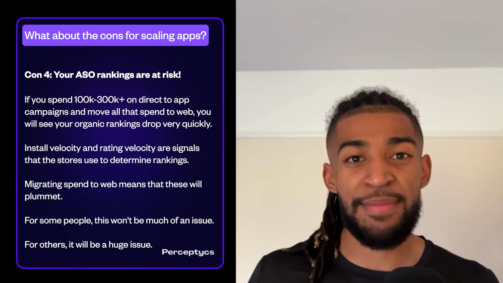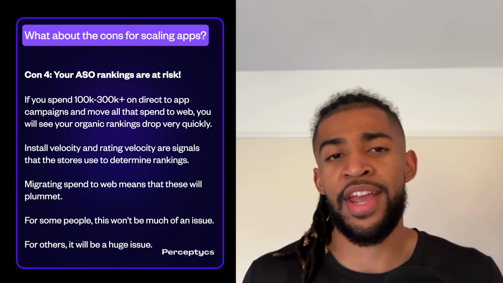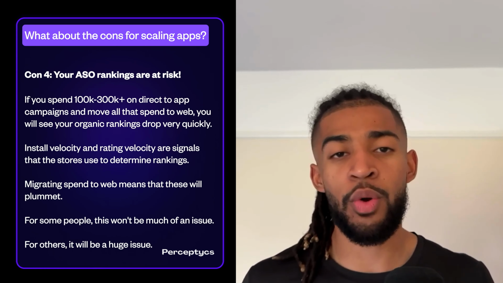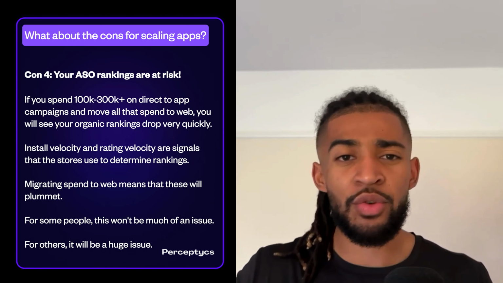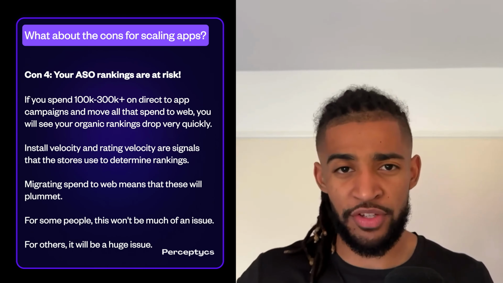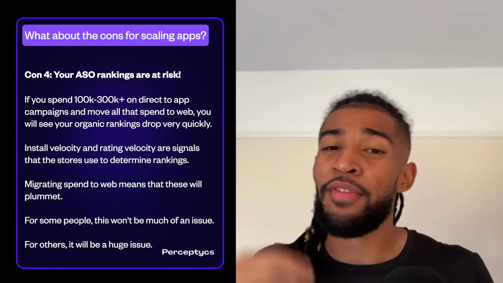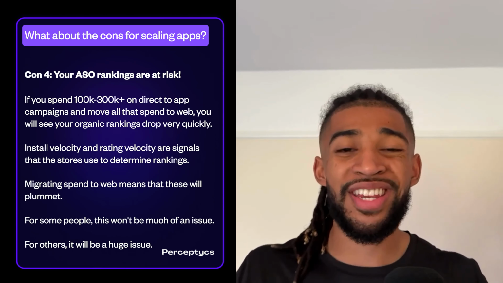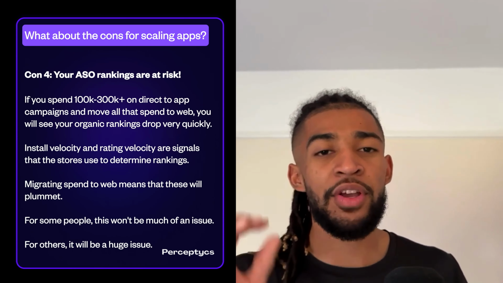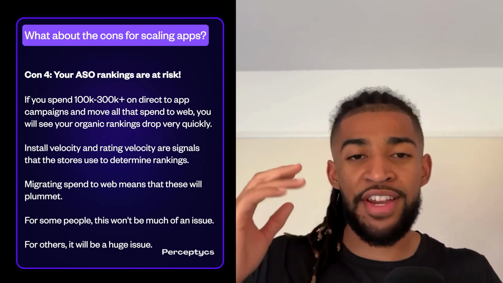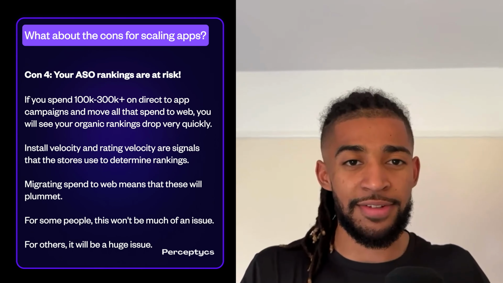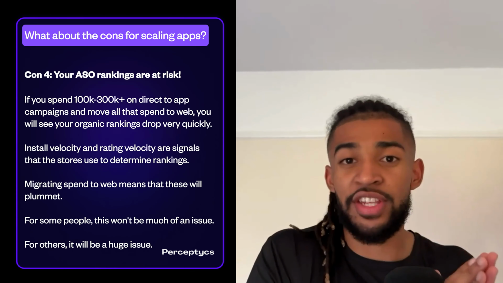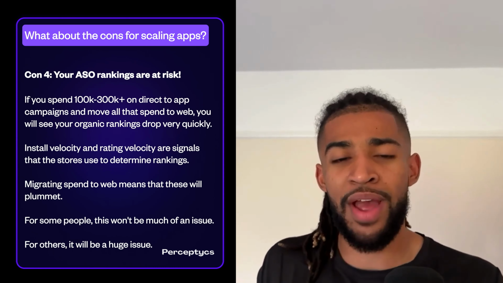Installs are essentially a vanity metric, right? No one optimizes for them. No one cares about them. CPI, cool, whatever. It's an indicator, but it's not what I'm focused on. Install velocity is super high. Install volume is super high. Install volume and velocity are signals that Apple uses to determine ASO rankings. And because there are so many installs, you get a lot of ratings and reviews, another signal that Apple uses for organic rankings. Imagine that we now slash this spend overnight and pour this into web.